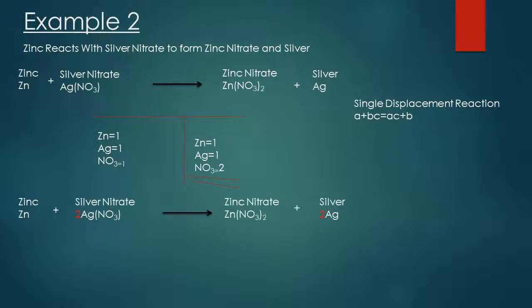So again, we end off by checking our answer. Yes, zinc has 1, silver has 2, and nitrate has 6 atoms on the left hand side. The same follows on the right hand side, where zinc has 1, silver has 2, and nitrate has 6. So it is a balanced reaction.